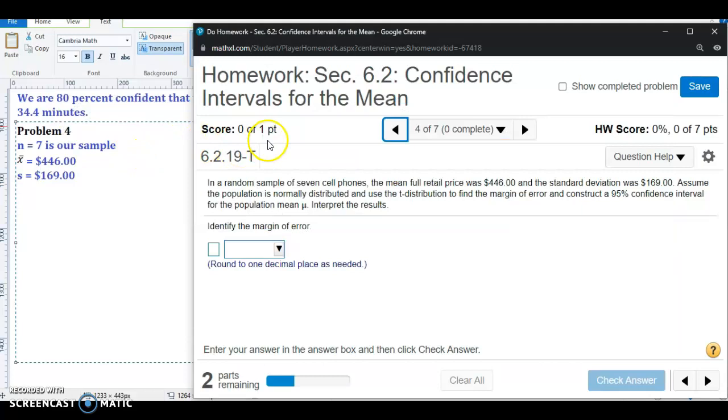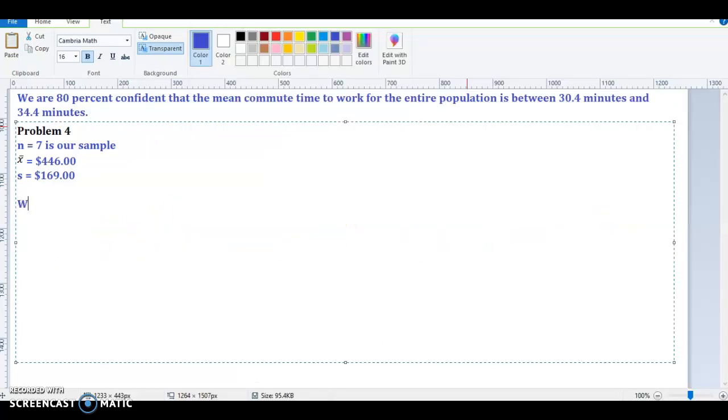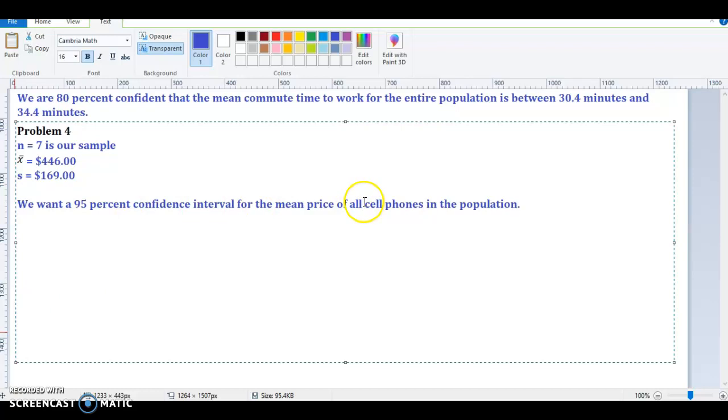The problem is asking for a 95% confidence interval for the population mean. In other words, we want a 95% confidence interval for the mean price of all cell phones in the population. The problem doesn't specify what phone, whether it's an Android or iPhone or whatever. It just says cell phone. But that's what we want.